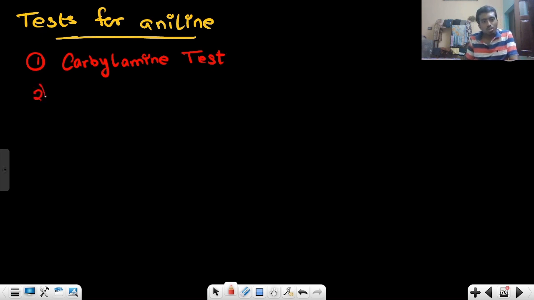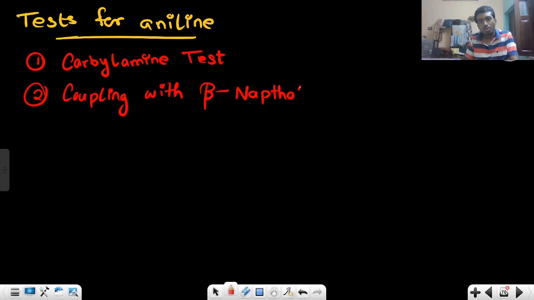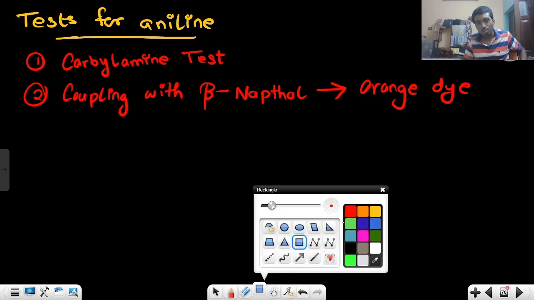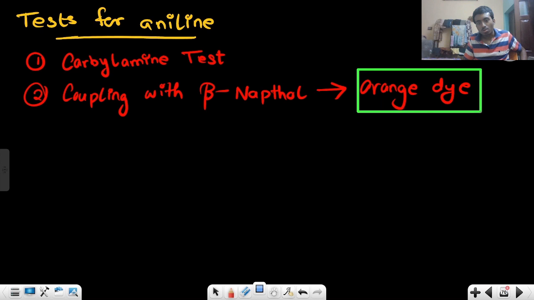The second test that you can do is coupling with beta naphthol. Reactions are not required actually, no reaction required, only observation. So when you couple with beta naphthol, you get an orange color dye. Orange dye, this color you need to remember. So when you couple with beta naphthol, you get an orange dye.